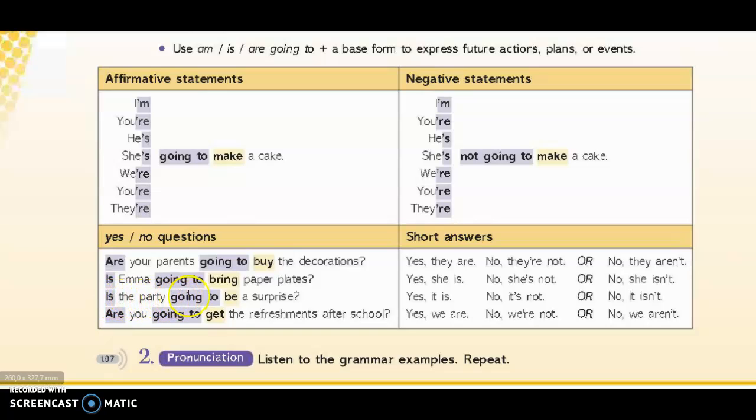Another example. Is the party going to be a surprise? Yes, it is. No, it's not. Or no, it isn't.